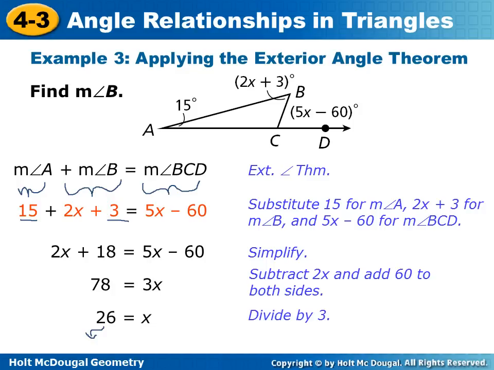However, they did not ask us for x, they asked us for the measure of angle B. So B is equal to 2x plus 3. We plug in 26 for x and get that measure of angle B is 55 degrees.